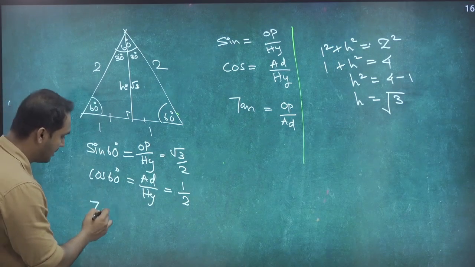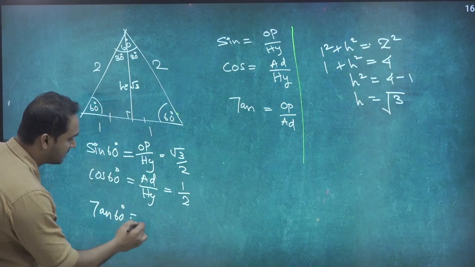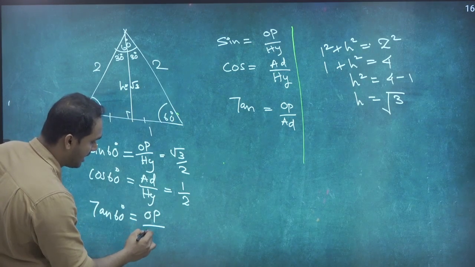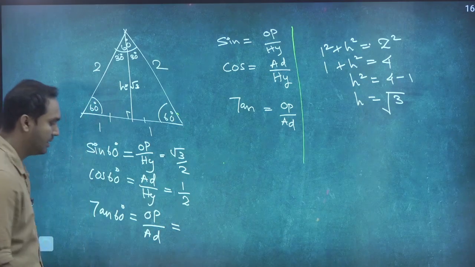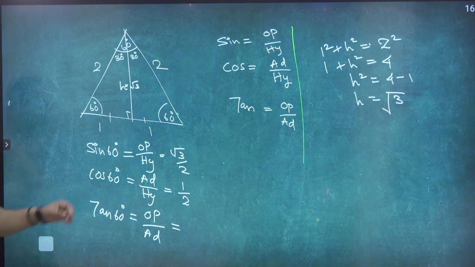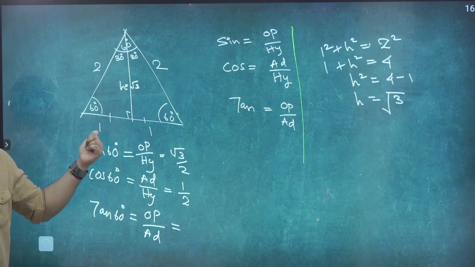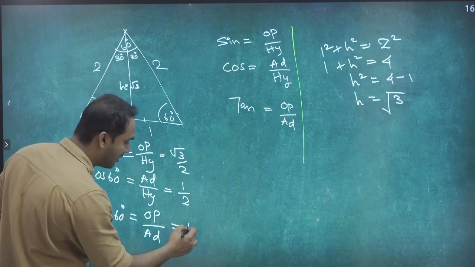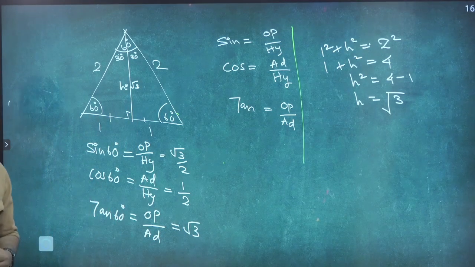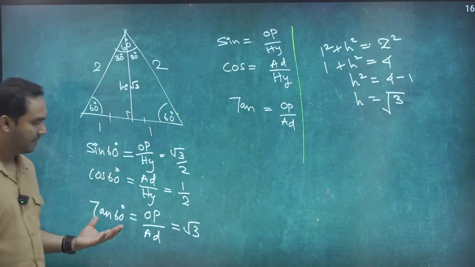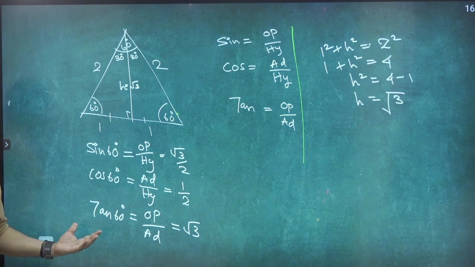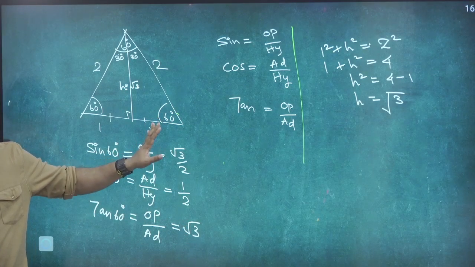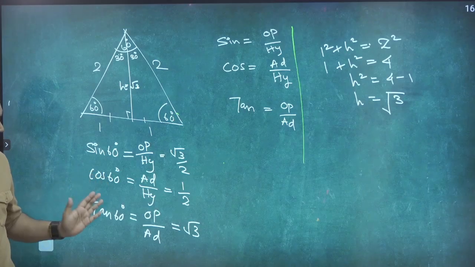And tan 60. What is tan 60 here? Opposite over adjacent. Now what is the opposite here? Root 3. And the adjacent is 1, so that will be root 3. Fine with the values? Yes. So these are the exact values for sine, cos, tan: sine 60, cos 60, tan 60.